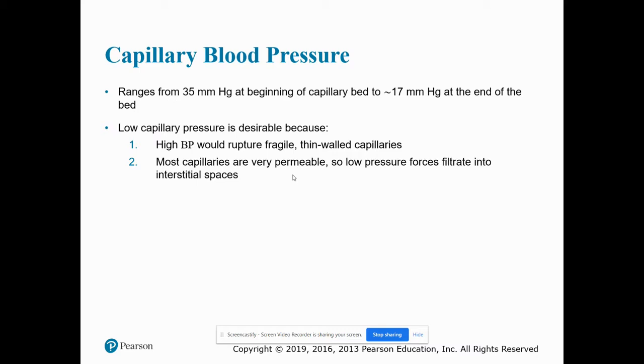Then we have capillary blood pressure. This ranges between 35 and 17 mmHg from the start to the end of the bed. Low capillary pressure is good because high blood pressure would rupture the thin-walled capillaries, and most capillaries are pretty permeable. So low pressure forces the filtrate into the interstitial spaces.